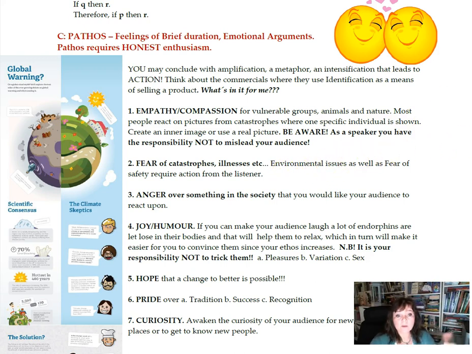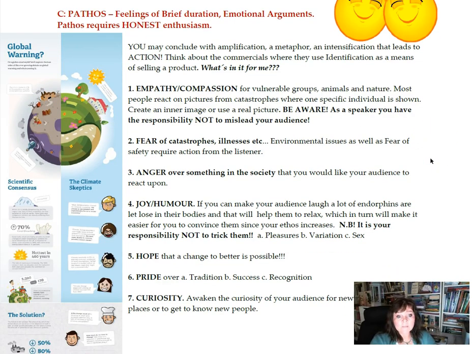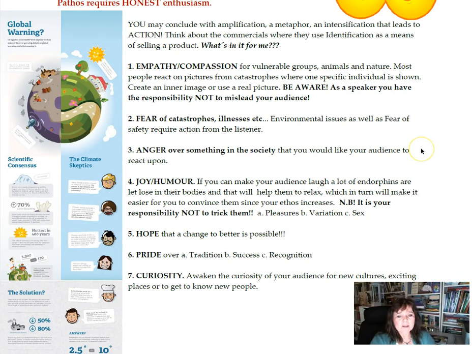First, you have empathy and compassion for a vulnerable group. You are not to mislead your audience here. But for instance, if there is a catastrophe or something that has happened, then you create an inner image in the person who's listening. Or you can use a real picture to help someone. You can also use fear of catastrophes, illnesses. This is very common now when we talk about the environmental issues, that people are scared. People can also be angry with something in the society, and then you want your audience to react.